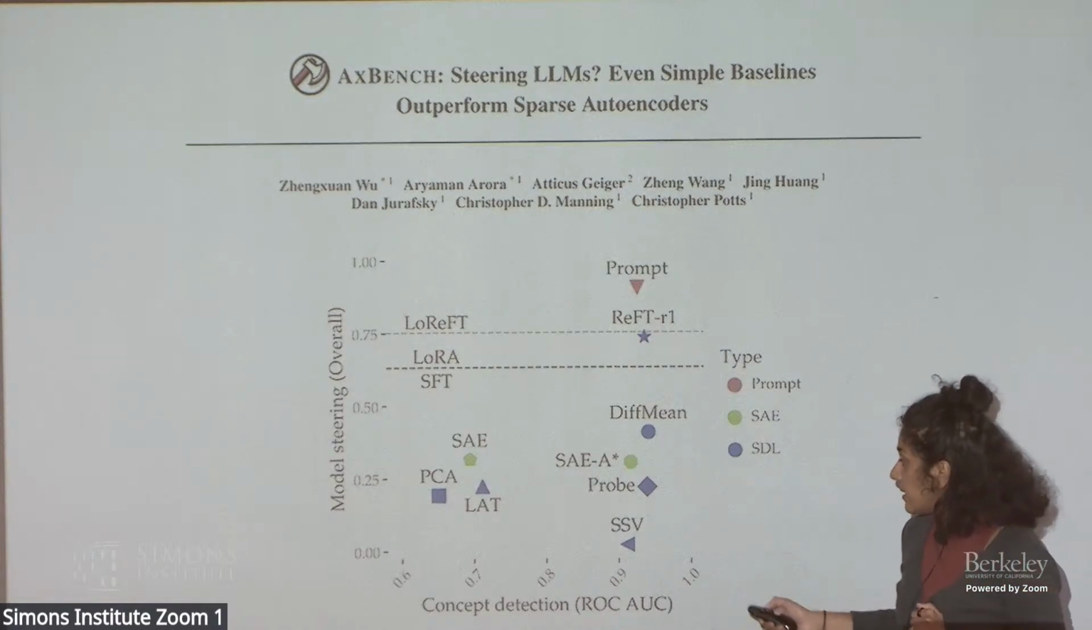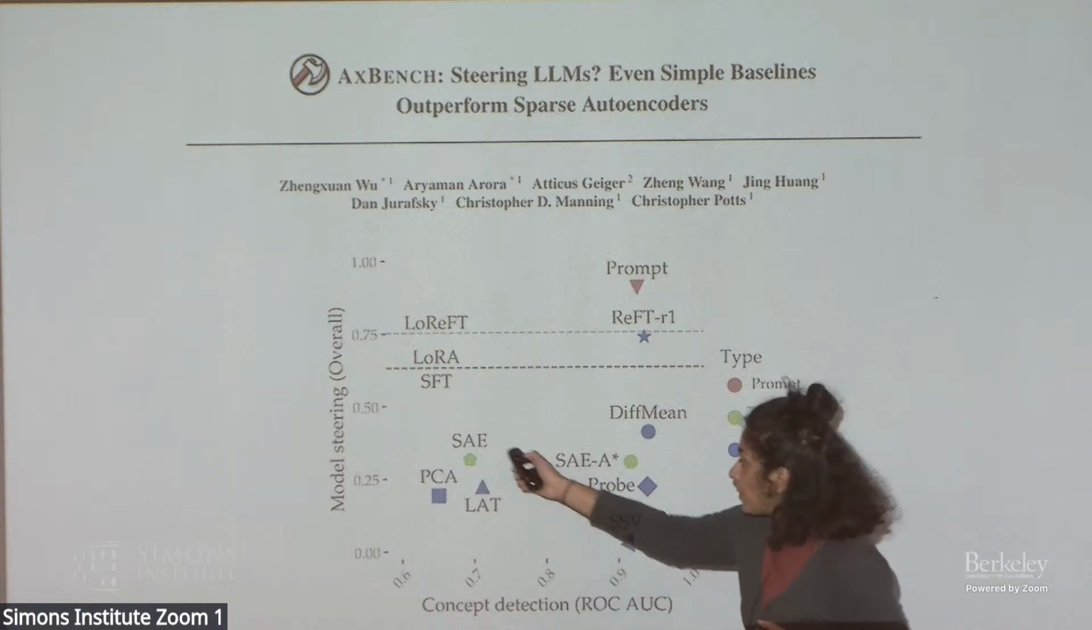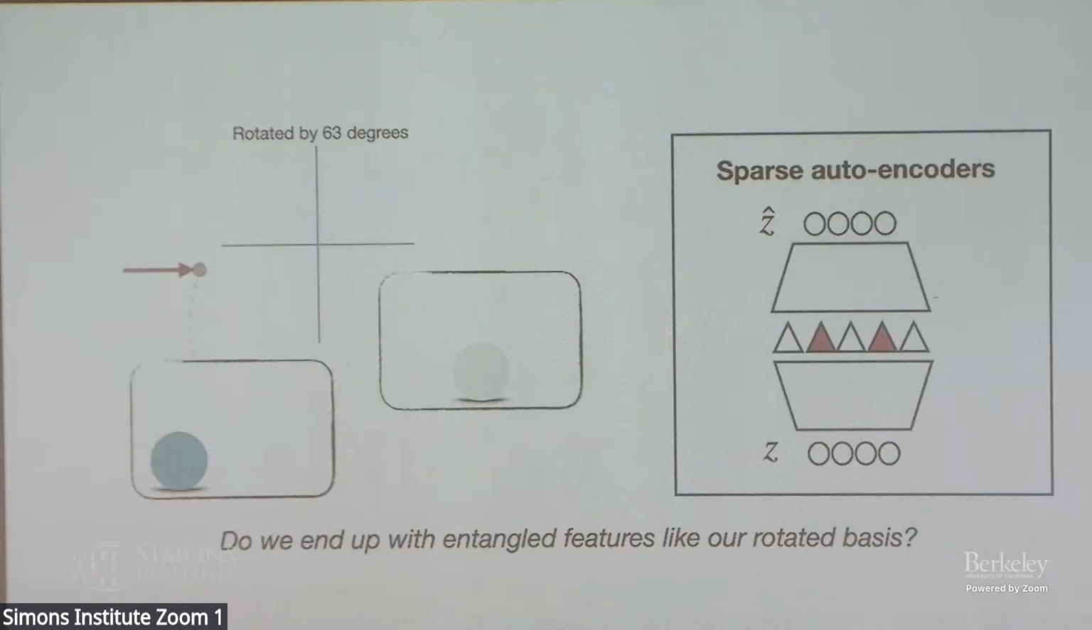And we see that SAEs, ignore this one because that used a little bit of supervision, sit somewhere over here, which is not good. So that's leading to this observation that maybe SAEs don't actually disentangle concepts. So the question is, do we actually end up with entangled features like our rotated basis earlier? Is that what is happening with SAEs?